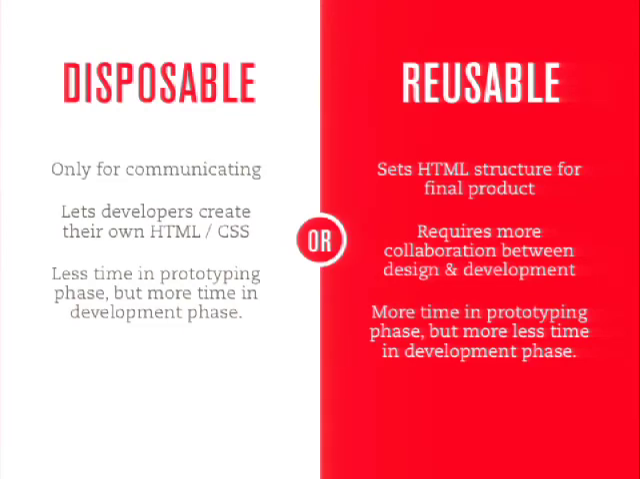So once you've evaluated these things, there's really two different approaches you can take to making HTML prototypes. They can either be disposable or reusable. So to elaborate a little more, when I say disposable, I mean that the HTML you create in your initial prototypes will not necessarily be used in the final implementation of the product. You can kind of throw it away when you're done. They're only meant for communicating ideas to clients and to developers. This lets front-end developers create their own HTML and CSS to their preference. This really, really makes them happy. As a designer, nobody likes to be told how to design. Well, as a front-end developer, of course, nobody likes to be told how to front-end develop. And then, of course, less time is needed in the prototyping phase because they're more lightweight. But more time is needed in development and theming phase.